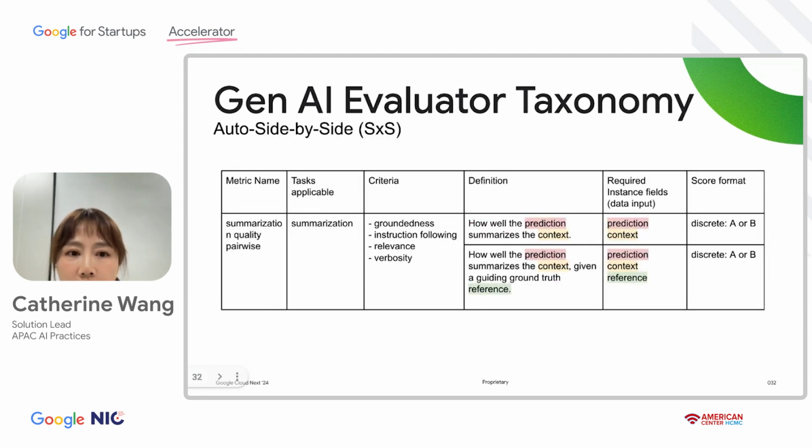And then coming to the auto side-by-side. This is simply one example of a summarization task, right? You need to define the prediction, the context, and then the references. Of course, the references are optional, right? So you define the prediction, which is the summarization that you are generating, and the context, which is the content that you wish to summarize. You can give the reference, which is the ground truth, or you don't need to give the reference, and we will be evaluating the summarization based on the 4 criteria. And then you will be able to compare the score format of Model A and Model B.